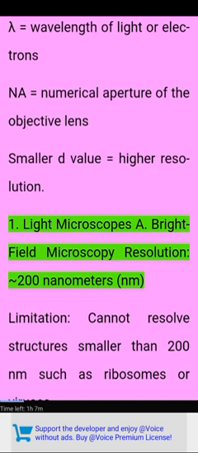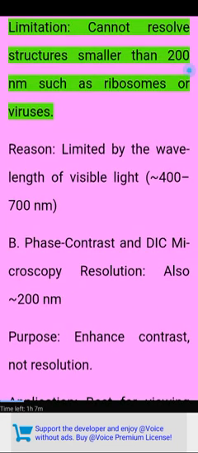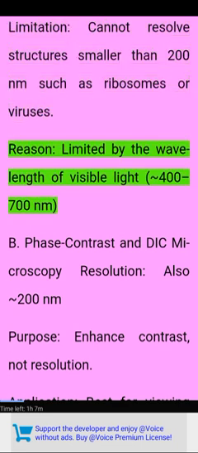1. Light microscopes. A. Bright field microscopy. Resolution, approximately 200 nanometers. Limitation, cannot resolve structures smaller than 200 nanometers such as ribosomes or viruses. Reason, limited by the wavelength of visible light, approximately 400 to 700 nm.